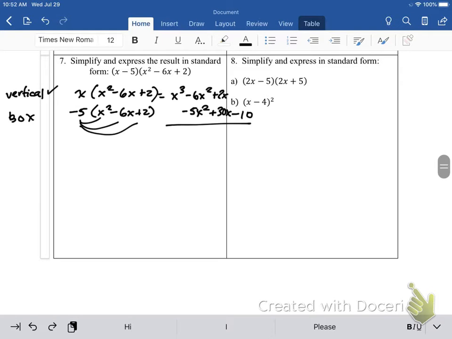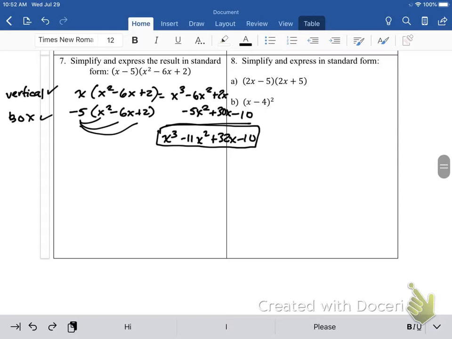Then I'm going to add straight down. X to the third, negative 6 and negative 5 is negative 11x squared. Remember to keep the exponents the same, plus 32x minus 10. And that's our final answer. Just as easy as that.